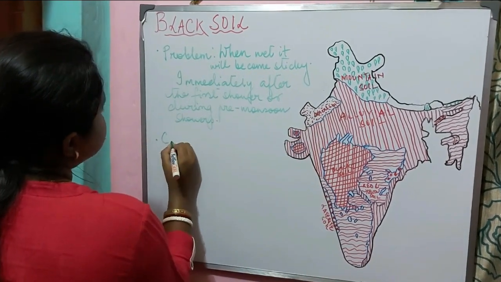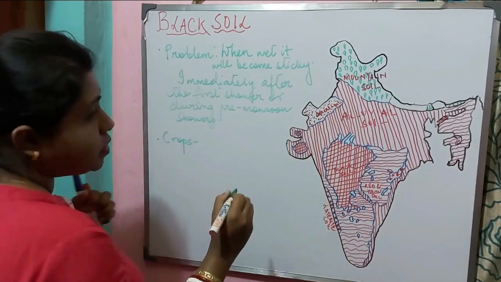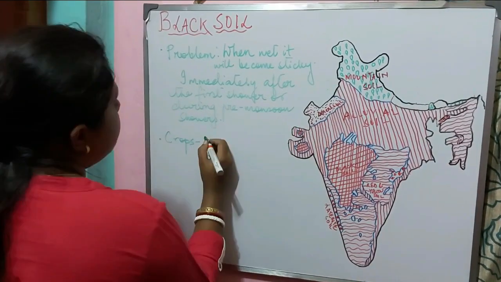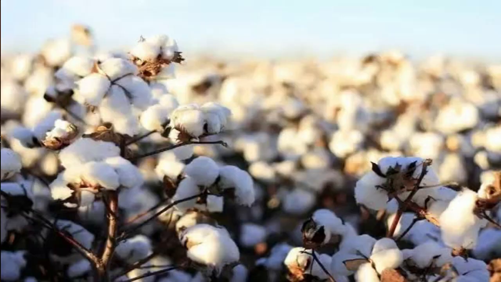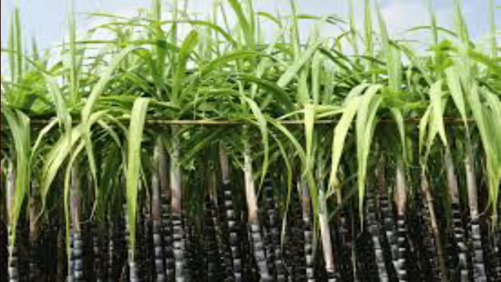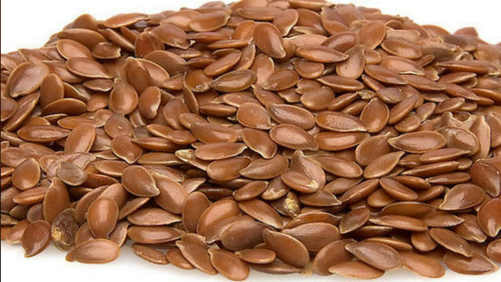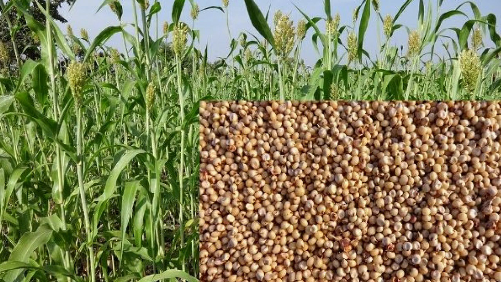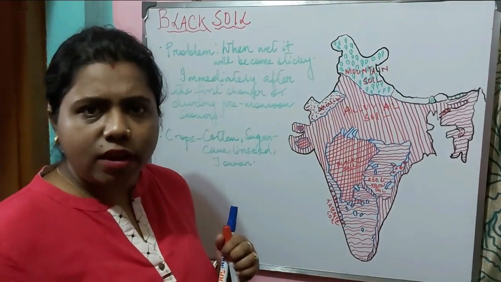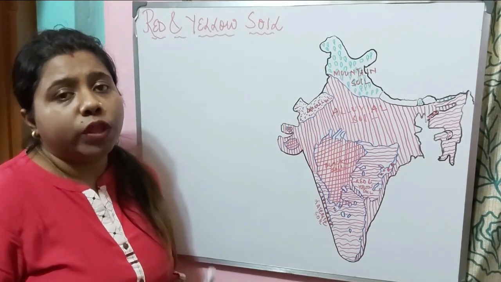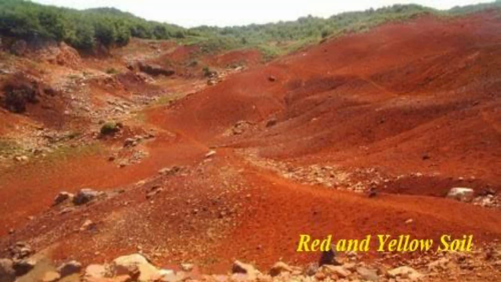What type of crops can be grown? The soil is best for the growth of cotton, sugarcane, linseed, jowar, and etc. Clear? Now let us move ahead with the next soil, red and yellow soil. Now we will start with a new type of soil, that is red and yellow soil. Red and yellow soil, how are they formed?